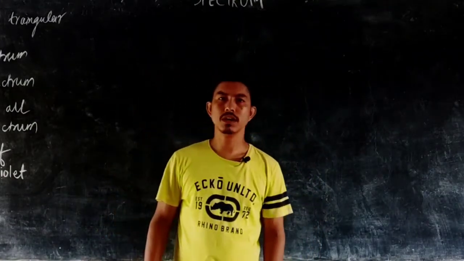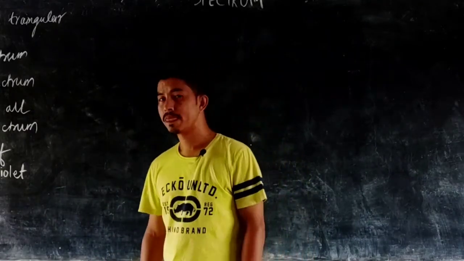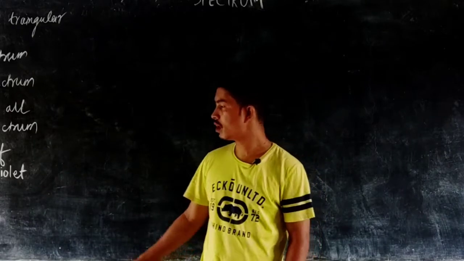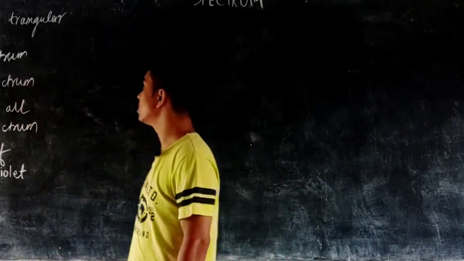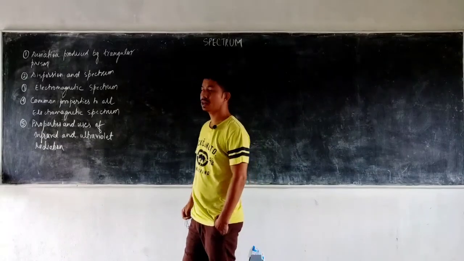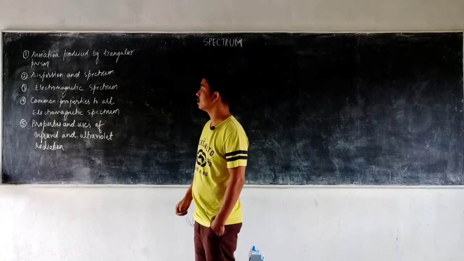So today we will be beginning a new chapter, the spectrum, from your physics textbook. In the reduced syllabus, you have a few points to study in this chapter. The first being the deviation produced by a triangular prism, and you will also need to learn the factors on which the angle of deviation depends.